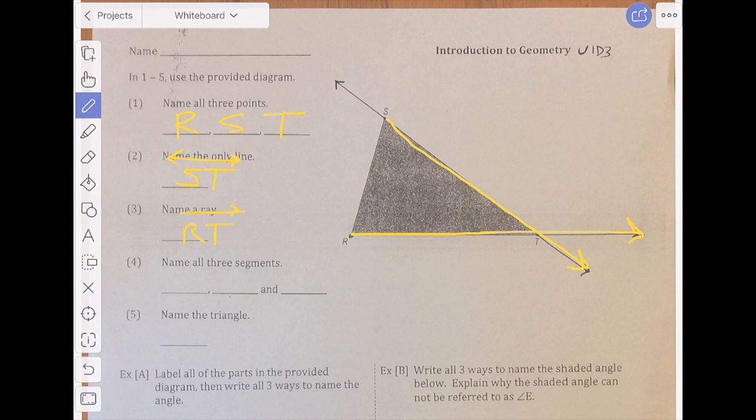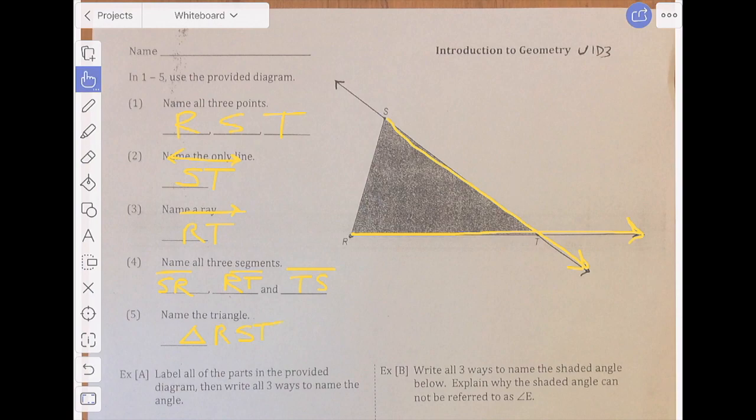Name all 3 segments. Remember when you're labeling the segments that you want to put the segment symbol above them. So S to R is an example of one side or segment. R to T is another one. And the last one could be T to S or S to T. So 2 letters to name a segment. To name the triangle, you need 3 letters. And we're going to use a little triangle symbol to talk about this triangle that we see. And the triangle is triangle RST. That's one way to name the triangle.